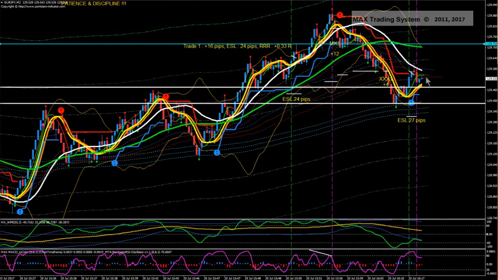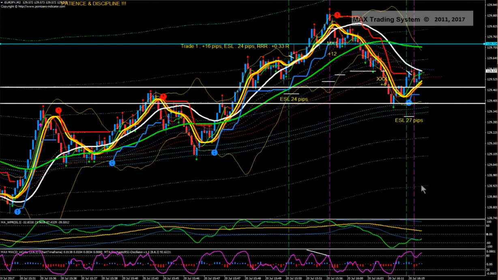So let's see if it will succeed to push up to that level here. So the price comes back. Of course, we cannot guess in advance that the price will come back. But the global context is positive.